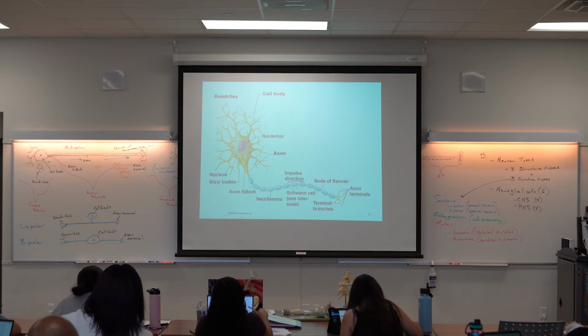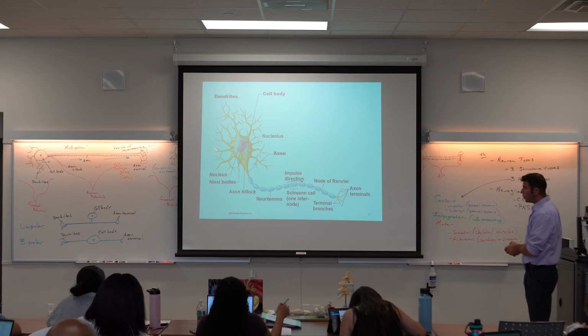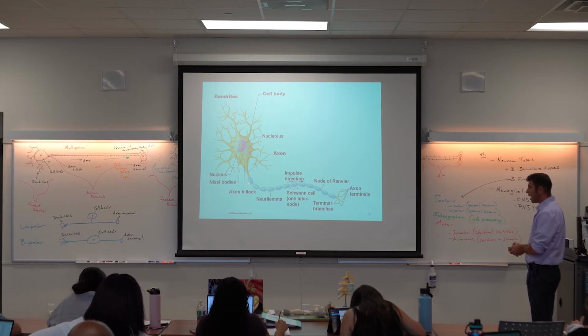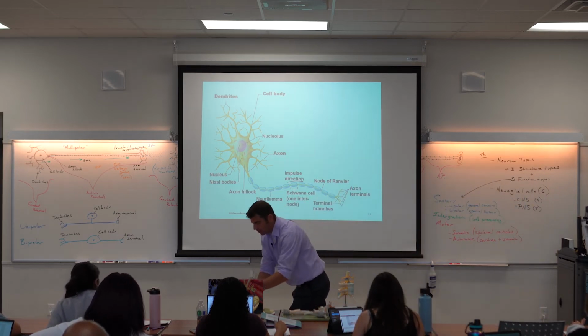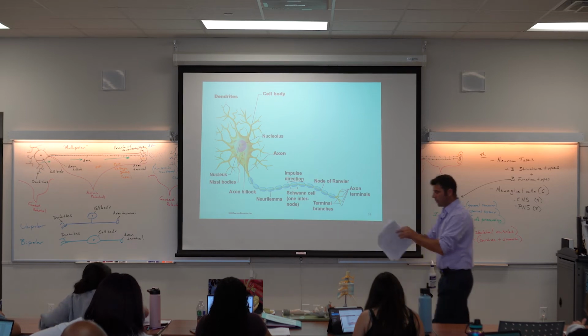I just wanted to show this picture real quick because it's what we've drawn on the board as one of our multipolar neurons. We can see a cell body that's got multiple dendrites, this one long axon. And I can use this picture to help with some of the parts of your neuron that you have to label.